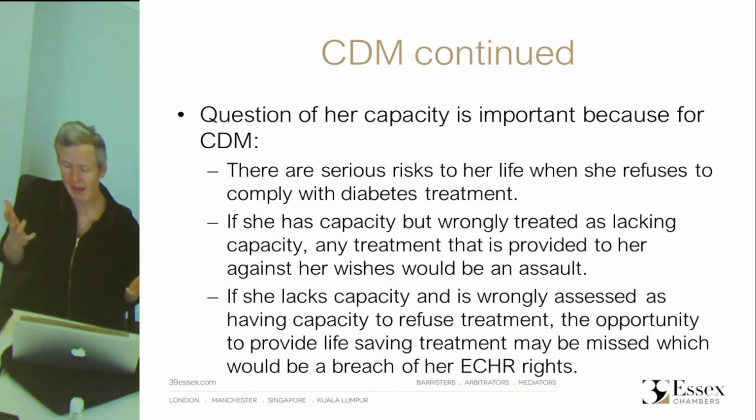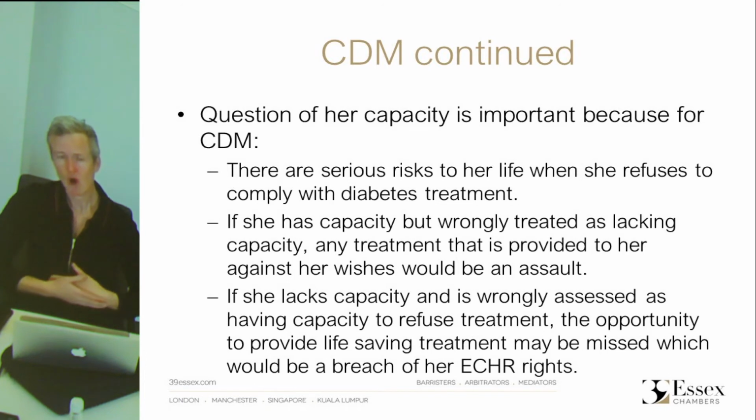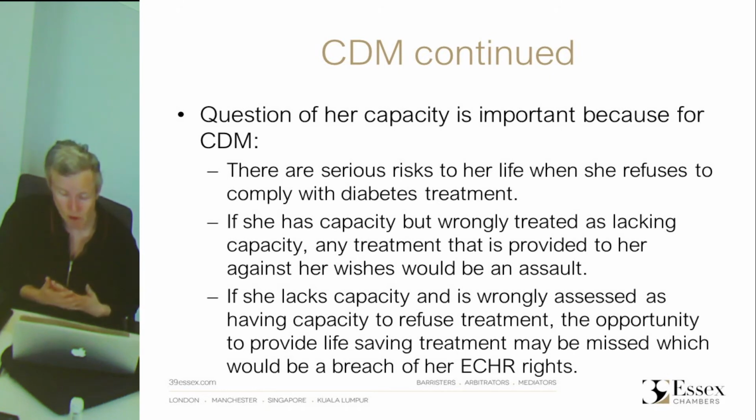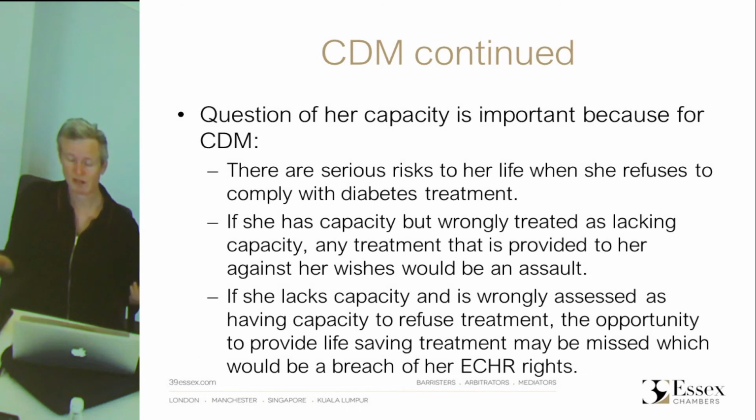And it's difficult for those on the ground because she often refuses treatment. So should they allow her to refuse treatment on the basis that she has capacity with the risk that she may die if nothing is done about that? Or should they be forcing treatment on her on the basis that she lacks capacity and it's in her best interest and it will save her life? And if they're wrong about that, that would amount to an assault. So the stakes are really high on the facts of that particular case. It is a real difficulty for those on the ground dealing with CDM.